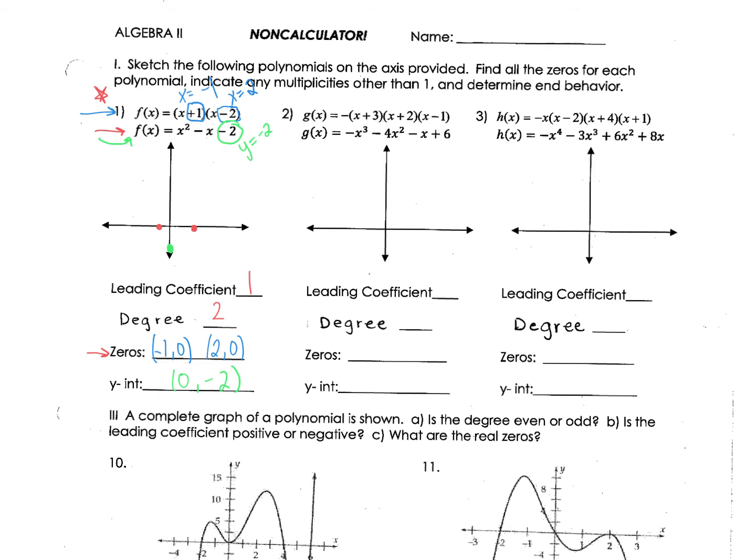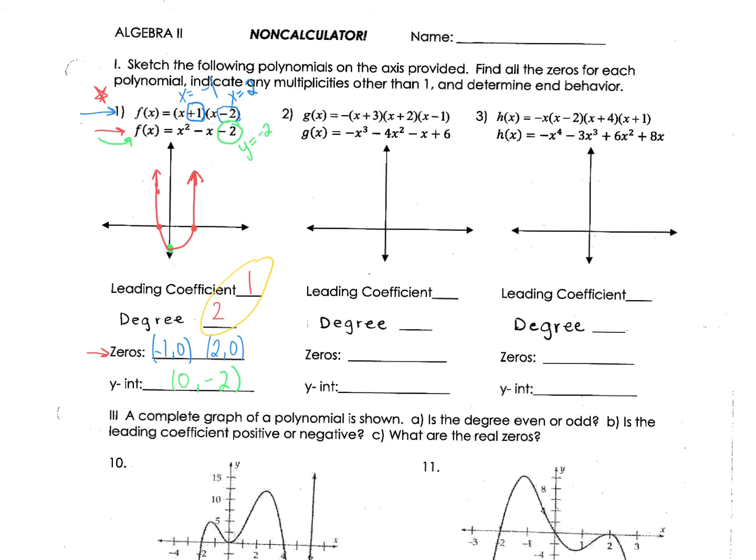Then from there, I need to find my end behavior. So I'm looking at my leading coefficient and my degree. And I see that I have a positive coefficient and an even degree. So both of my lines should be facing up. Okay? And then from there, I'm just going to connect my lines. So I'm going down and up. Okay, this one was a little bit easier. All right? Good, so we're going to move on to the next one.